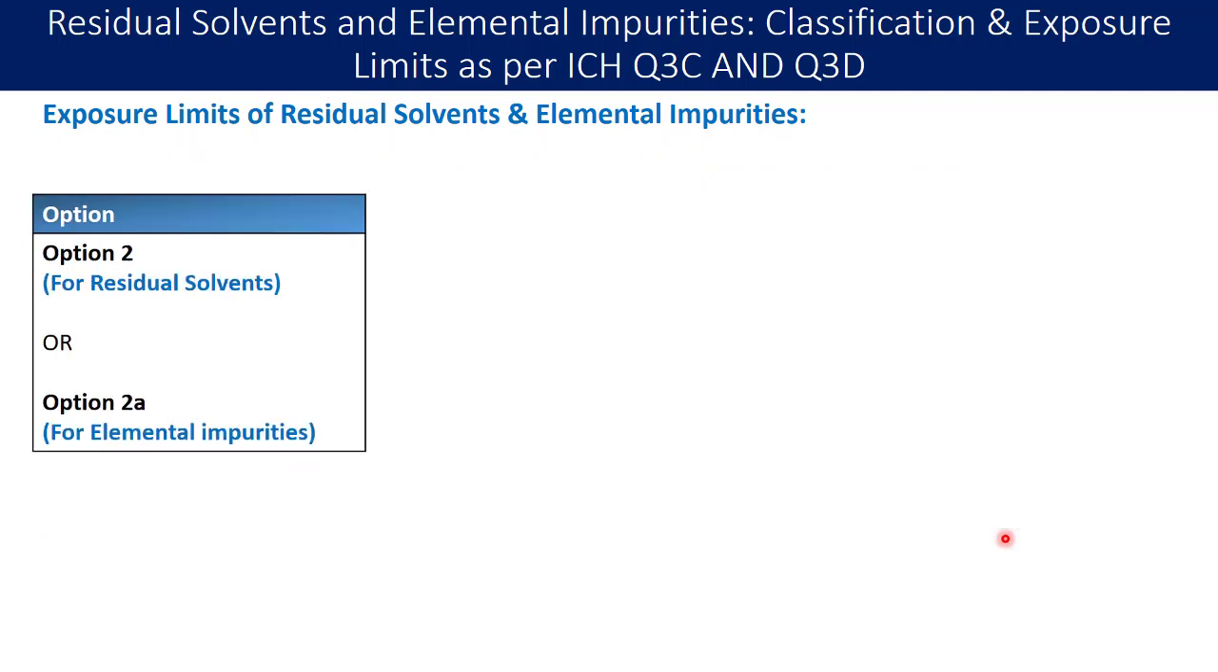Let us now talk about how one can prepare or express the limit for both residual solvent and elemental impurities according to option 2. See, again, there is a slight difference in naming. So option 2 is for residual solvent. If you look at the ICH guideline Q3C R8, option 2A is just similar to option 2 for residual solvent, but 2A is defined for elemental impurities. Again, there is a 2B also. We'll talk about 2B very soon.